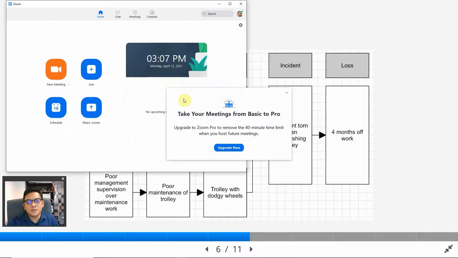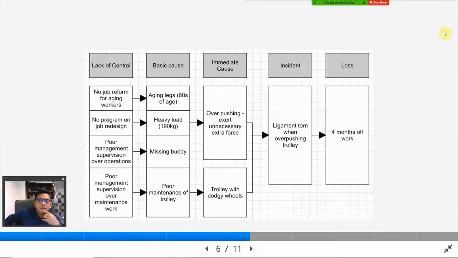So why does Mrs. Kelly over-push, exerting unnecessary extra force? Might be because it was a burden to her because she has aging legs. She was in her 60s. And at the same time, the trolley is a heavy trolley, up to 190 kilograms. That is very heavy.